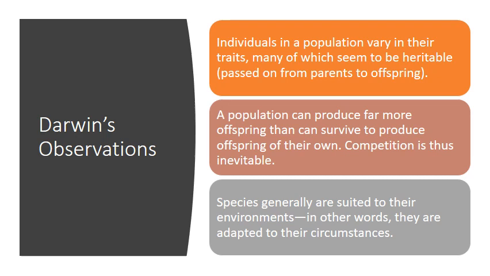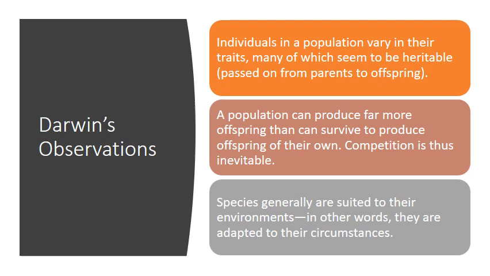So he observed that individuals in a population vary in their traits, many of which seem to be heritable. That is, you can get some traits from your parents. You are not terribly different from your parents. I know you hate me saying that. But you've got one head, two arms, some blood. You didn't come out of an egg. You are very similar biologically to your parents. You may look slightly different than they do. You may act very differently than they do. But some traits are heritable.